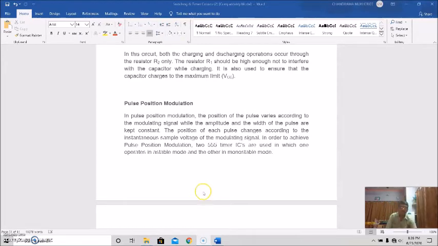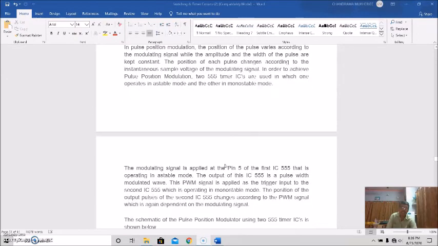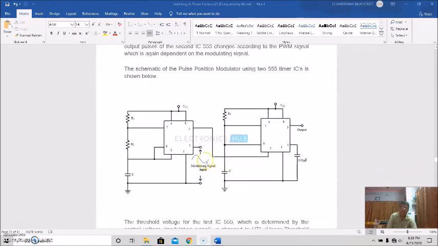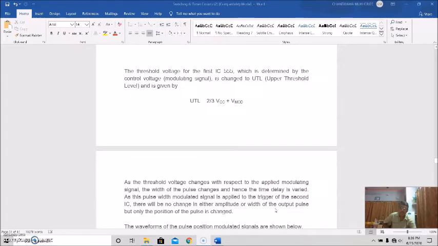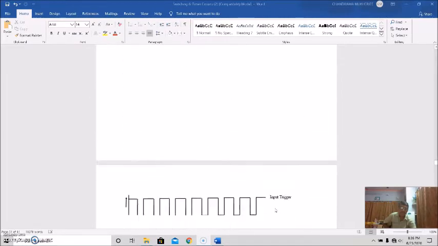The first one is used as an Astable multivibrator, and the second one is used as a monostable multivibrator. This modulating signal is applied to pin 5 of timer one. This is an Astable multivibrator, and its pulse width modulated output is applied to the second timer, whose output will be the pulse position modulated output, without any change in pulse width or pulse amplitude, etc. And that is discussed and given here.